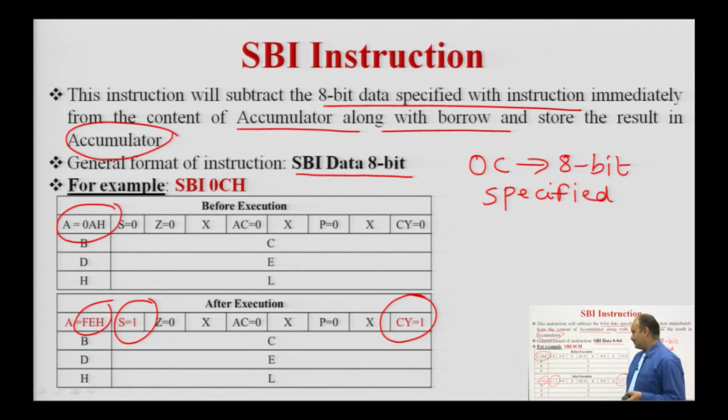During the subtraction operation, first this 0C is converted into its 2's complement form, and then it is added with the content of the accumulator. The result is again in 2's complement form, which is nothing but the equivalent of the result. So, this is the instruction which is used to subtract the specified data from the content of the accumulator along with the borrow flag, and the result of operation is stored back into the accumulator register.